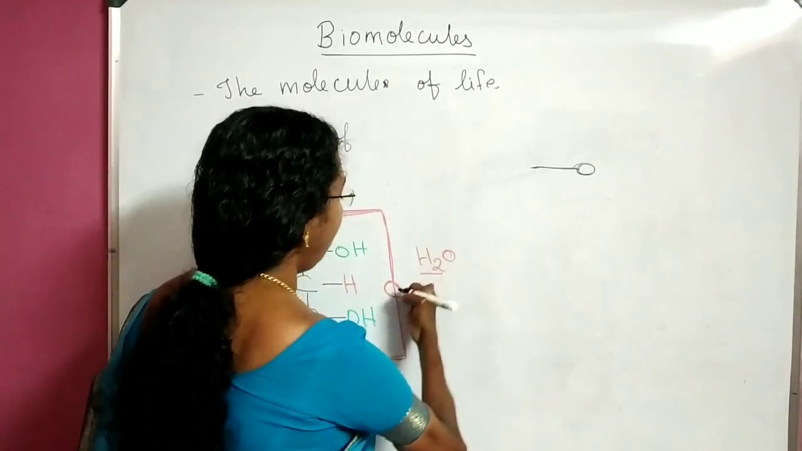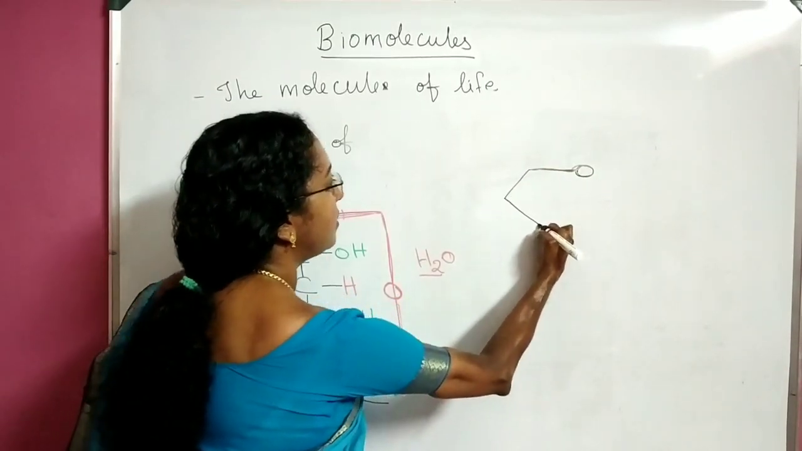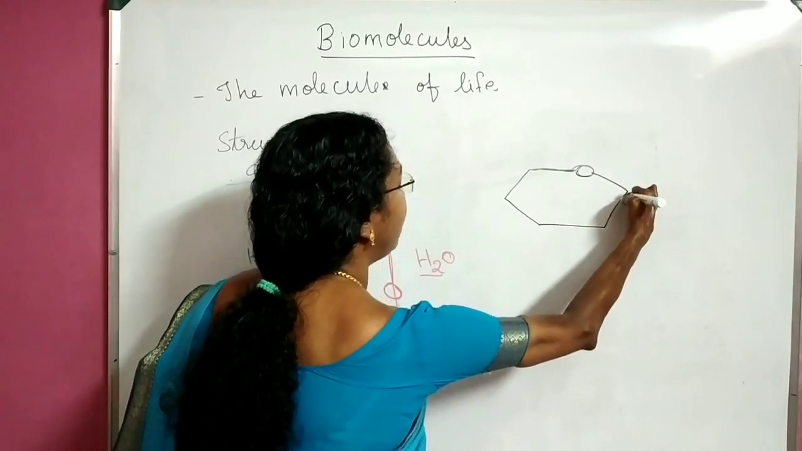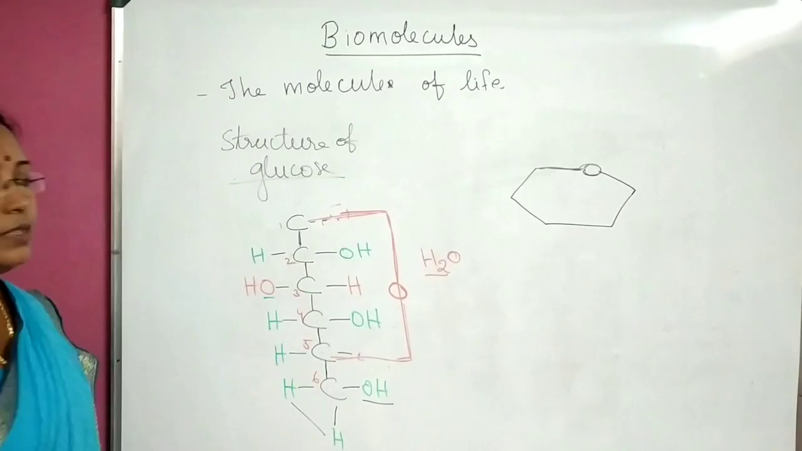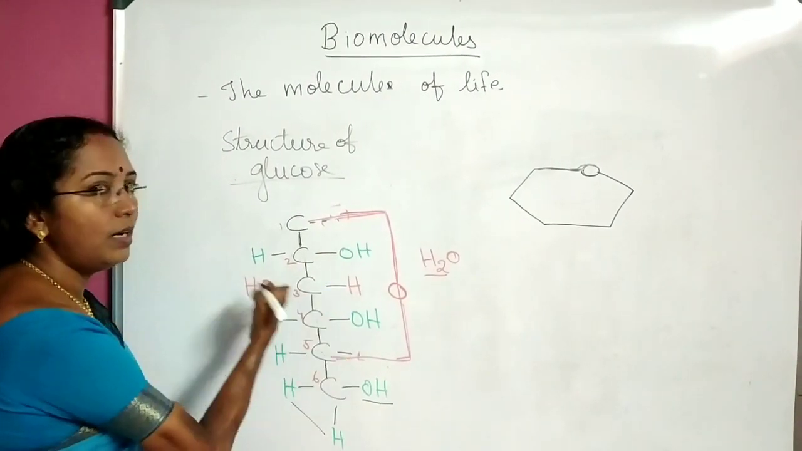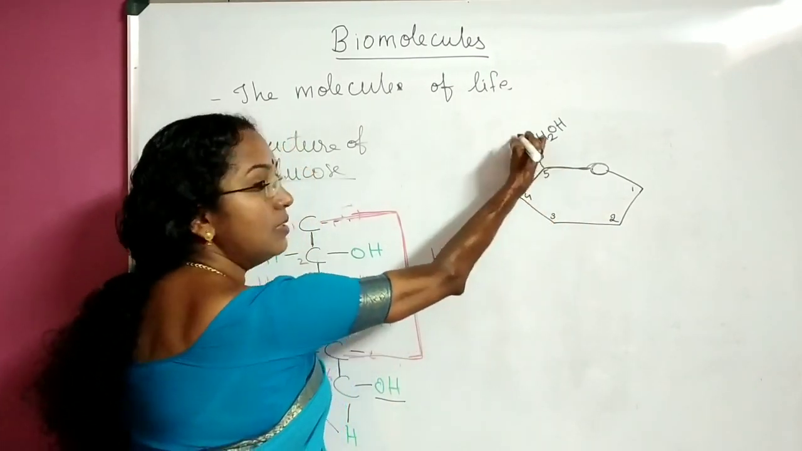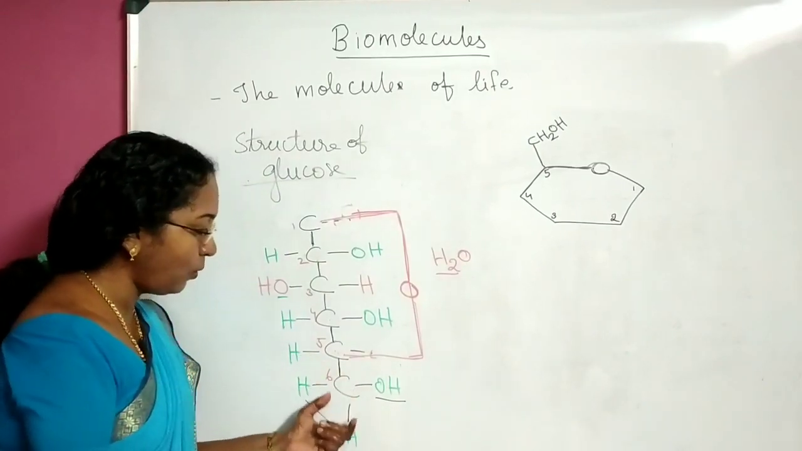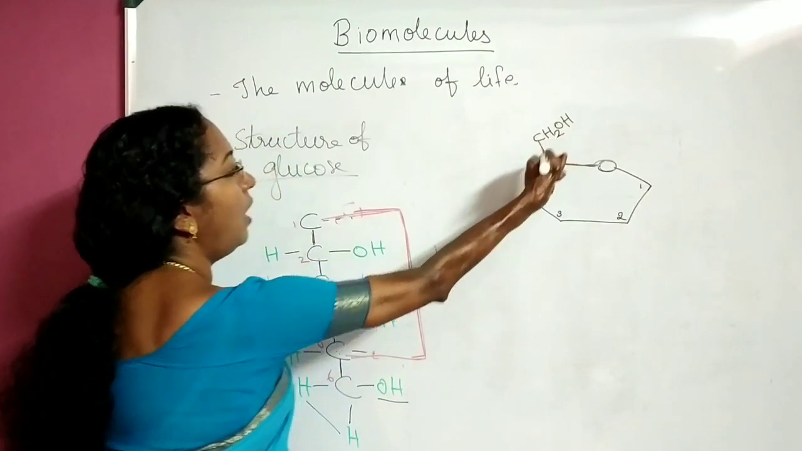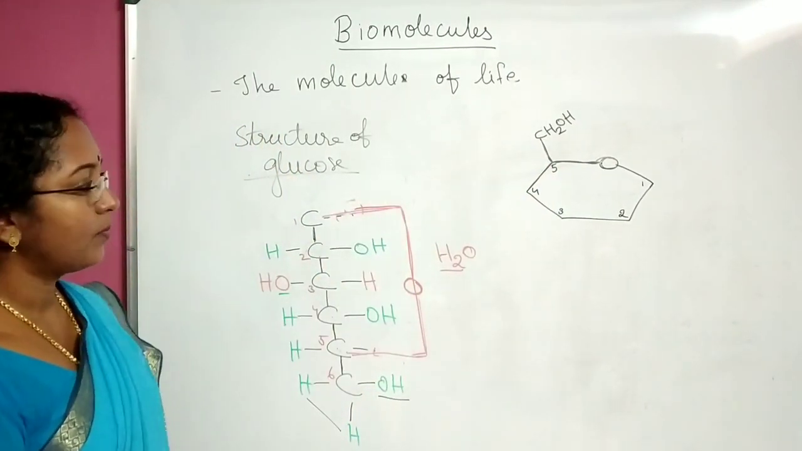Oxygen I have already placed here. Now the first, second, third, fourth, 5th corner I have drawn. In all these corners, all the 5 carbons are present. And the 6th carbon is placed outside the ring. That is what I have shown here. The 6th carbon is like this, placed outside the ring. CH2OH is placed there.